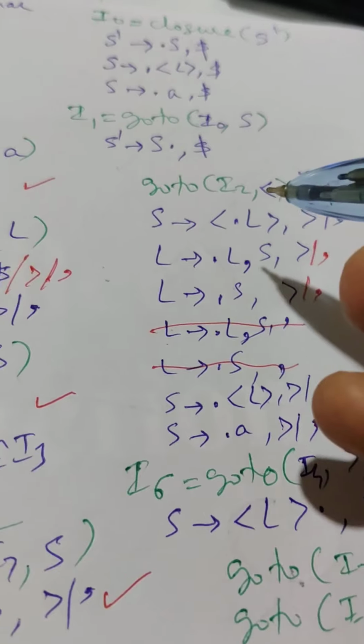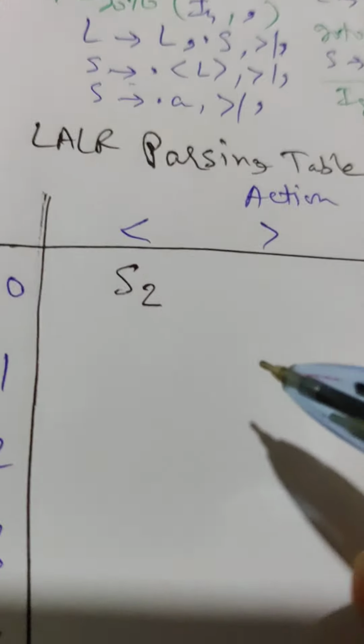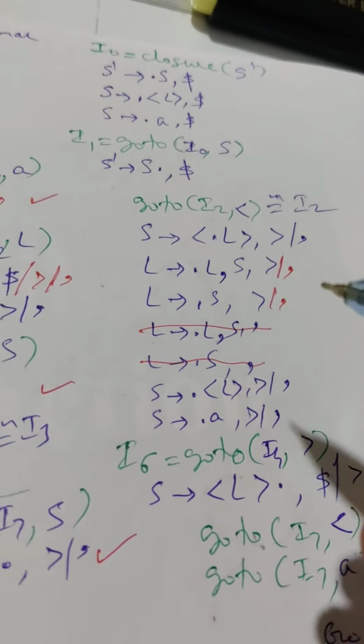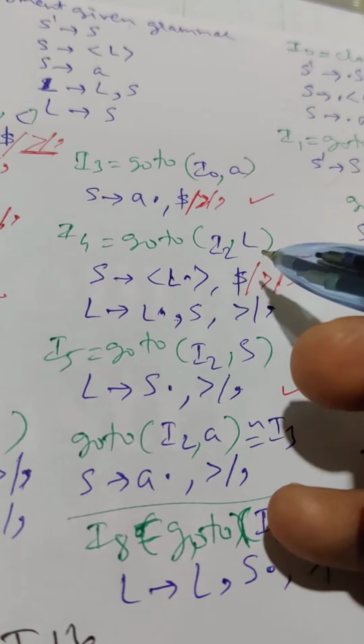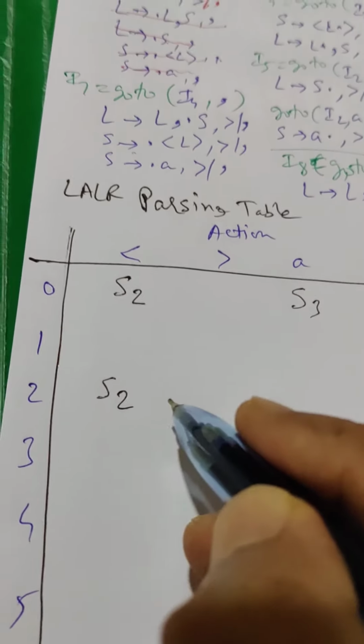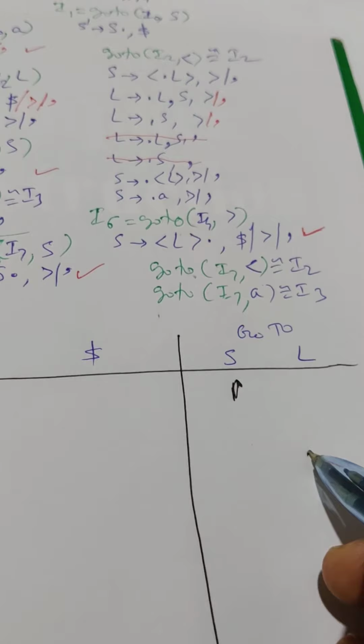Now next is I2 and less than. That's the same as item number 2. So I2 and less than is going to be shift and the same item number 2, S2. Then next, I2 comma L is 4. So I2 comma L is 4. I have to just make the same column entry.